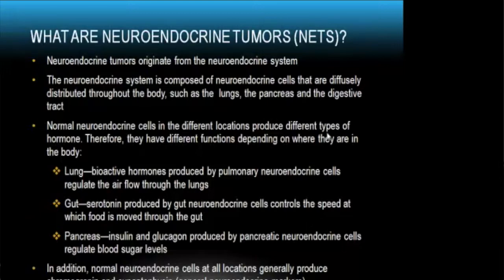So in addition, these are specific hormones produced by different kinds of neuroendocrine cells. And normal neuroendocrine cells in general can also produce two common molecules called chromogranin and synaptophysin. And basically most neuroendocrine tumor cells can also produce these two proteins. Therefore, chromogranin and synaptophysin are considered general neuroendocrine markers. So we use these markers to help us make diagnosis in pathology.